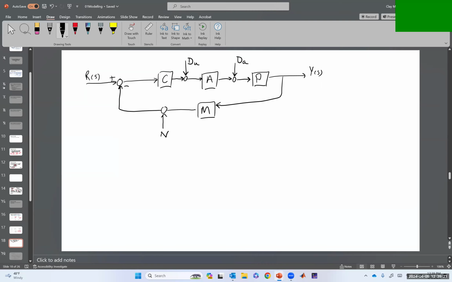Okay, so this is a multiple input, single output system, or MISO.